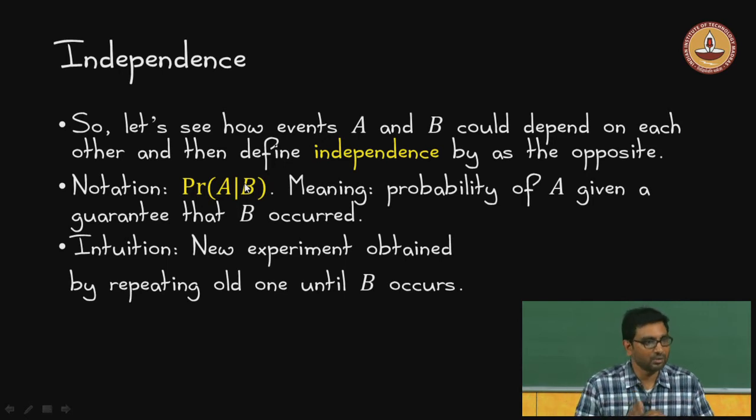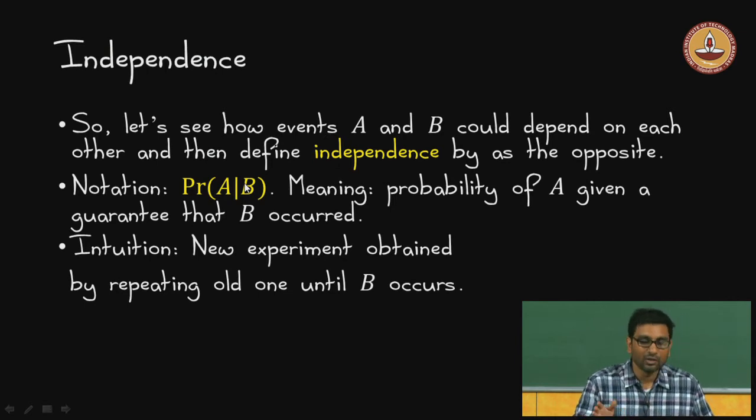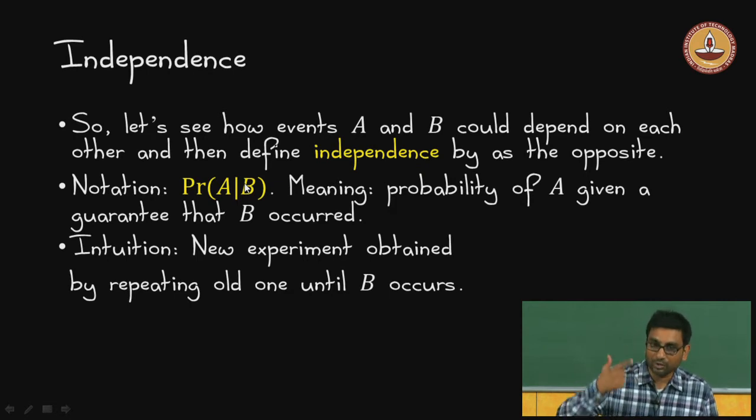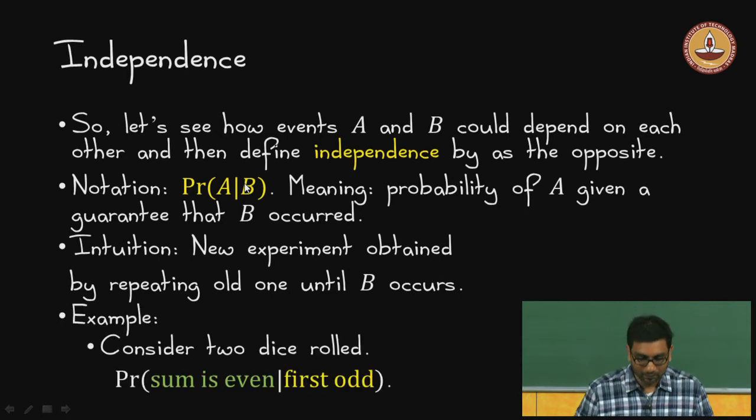Let me repeat what I am saying. Basically, you start out with an experiment, and you are concerned about two events A and B. You want to understand the probability of A given B. So, one way to think about it is to create a new experiment in which you repeat the old experiment until B occurs. And when B occurs, whatever outcome you got when B occurred is the outcome of this new experiment. And in that experiment, you want to understand the probability of A, and that is the probability of A given B.